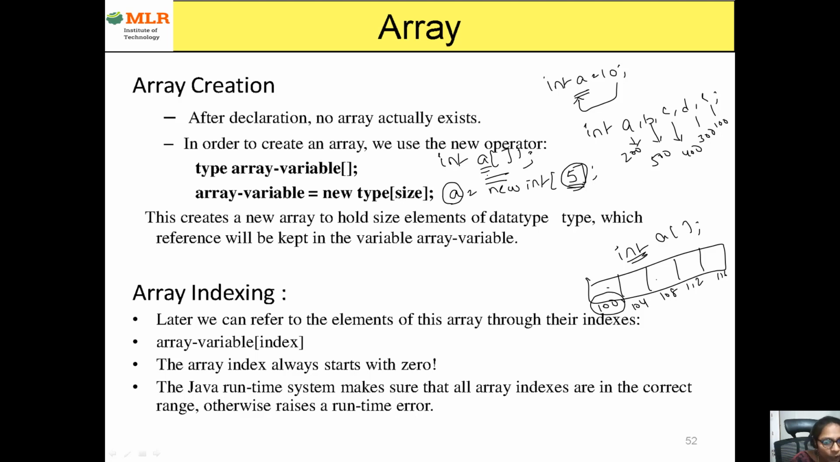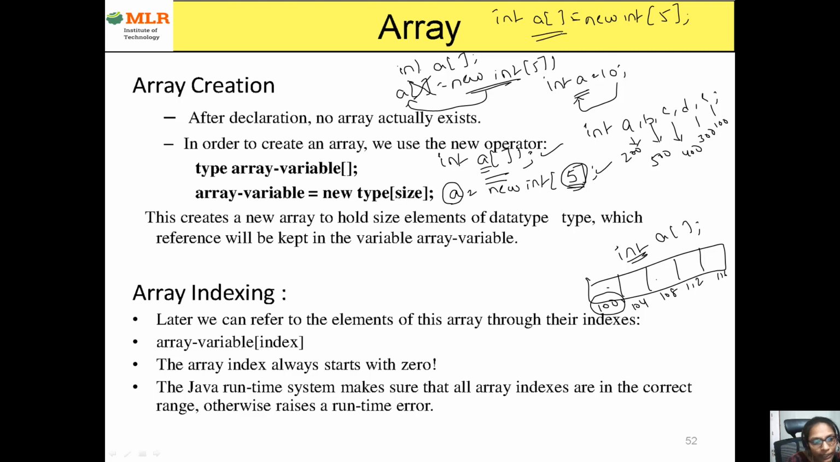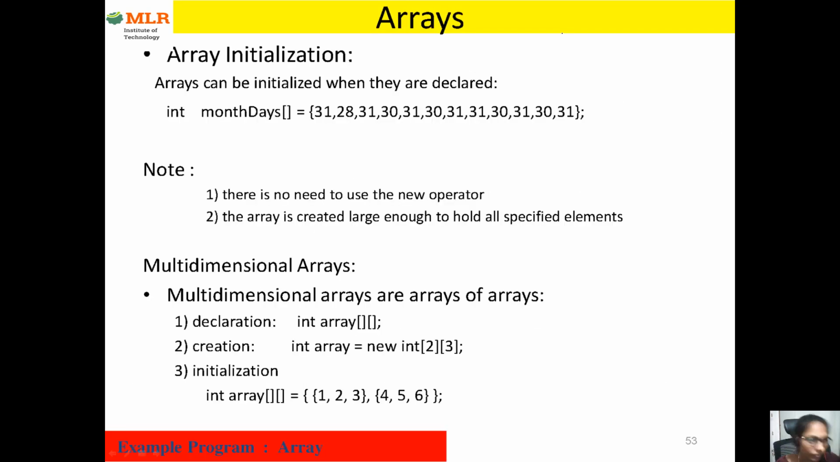Now if you want to combine these two statements, you can write int a is equal to new int of 5. This is also correct. At the time of declaration only, you are allocating the memory. But this is not correct: int a with a subscript equal to new int of 5. Here you are saving the address in a, not in this, so you should not specify the subscript symbol here. If you want to divide this into two statements, you need to write like this; otherwise you can combine like this. And as we know, the index starts from 0.